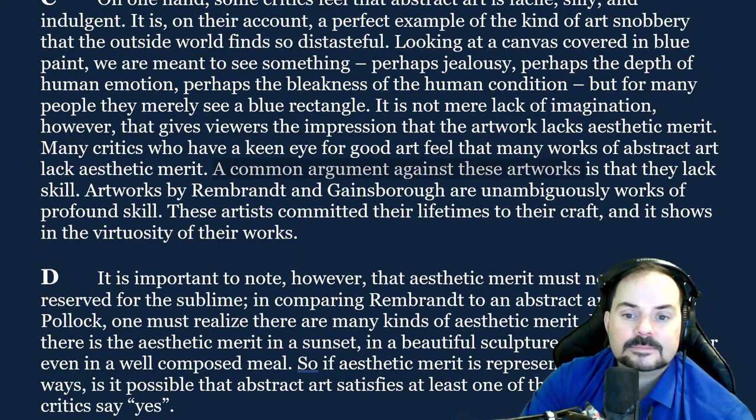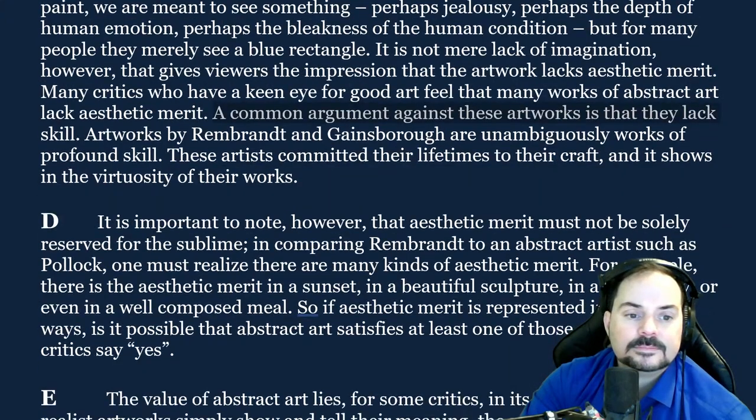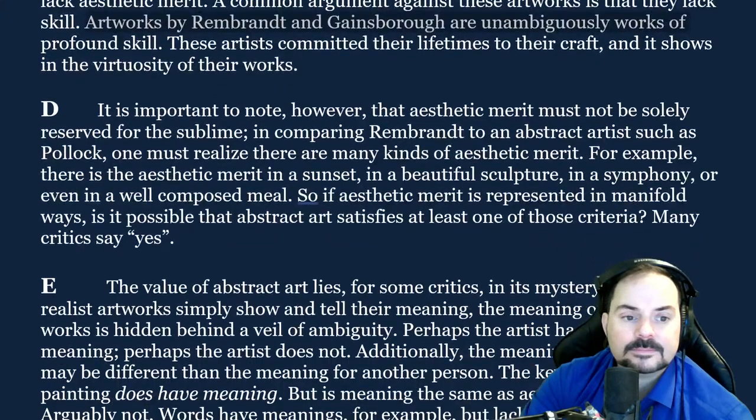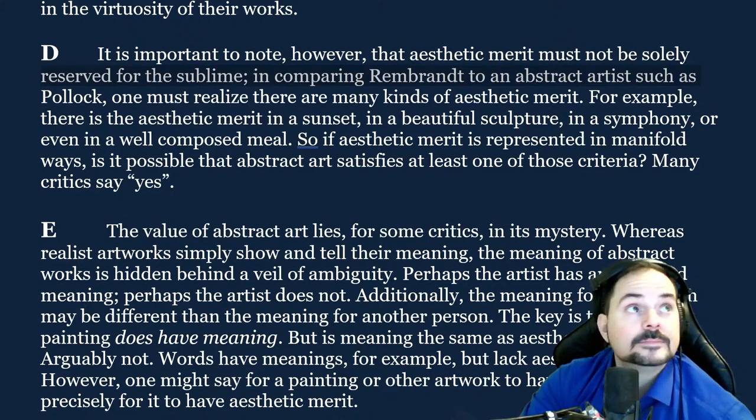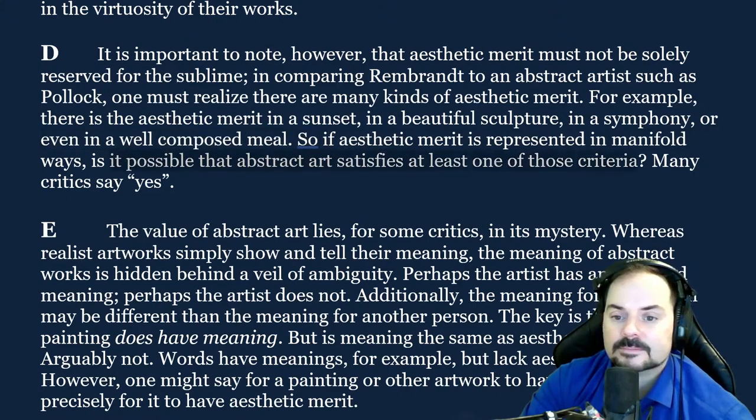A common argument against these artworks is that they lack skill. Artworks by Rembrandt and Gainsborough are unambiguously works of profound skill. These artists committed their lifetimes to their craft, and it shows in the virtuosity of their works. It is important to note, however, that aesthetic merit must not be solely reserved for the sublime. In comparing Rembrandt to an abstract artist such as Pollock, one must realise that there are many kinds of aesthetic merit. For example, there is the aesthetic merit in a sunset, in a beautiful sculpture, in a symphony, or even in a well-composed meal. So if aesthetic merit is represented in manifold ways, is it possible that abstract art satisfies at least one of those criteria?